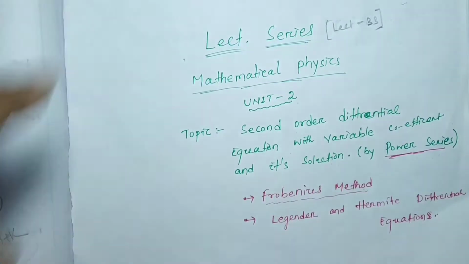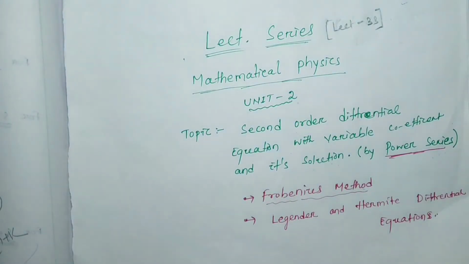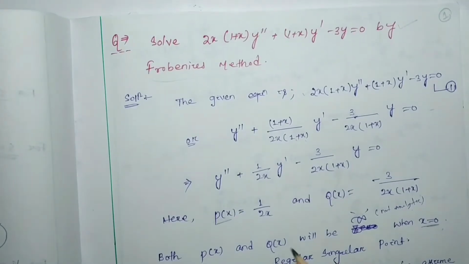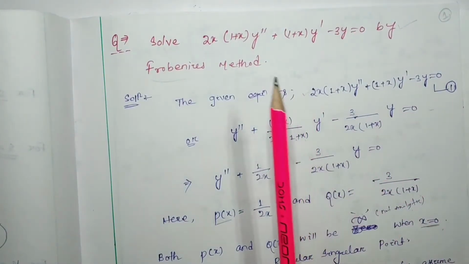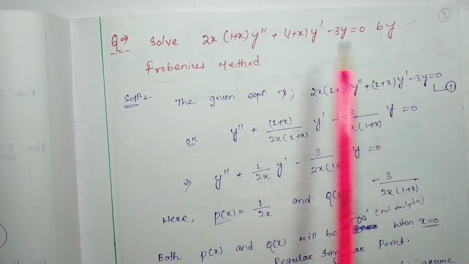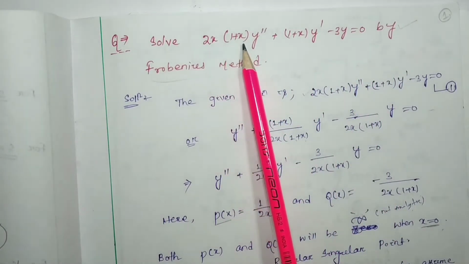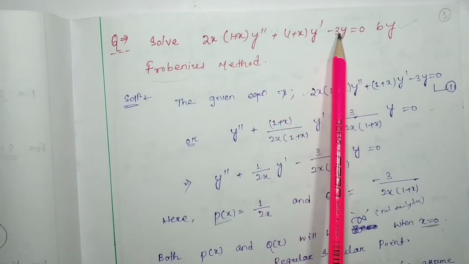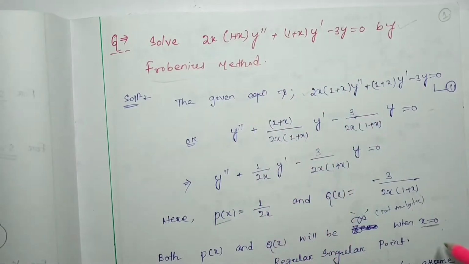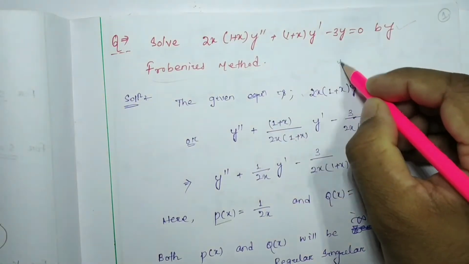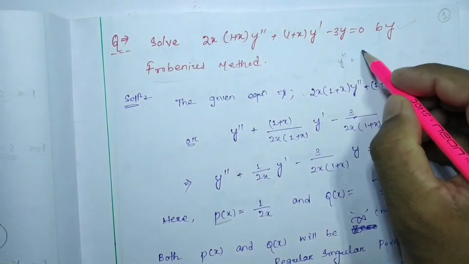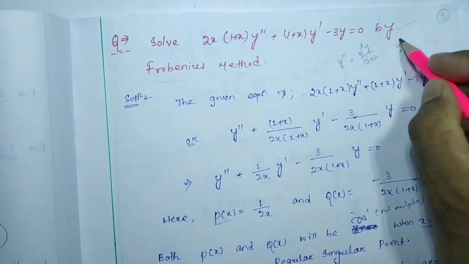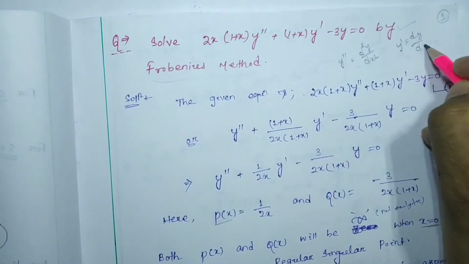In our last lecture, we discussed the power series solution of this differential equation, that is 2x(1 plus x) y double dash plus (1 plus x) y dash minus 3y equal to 0. Here y double dash is nothing but d square y by dx square and y dash is nothing but dy by dx.